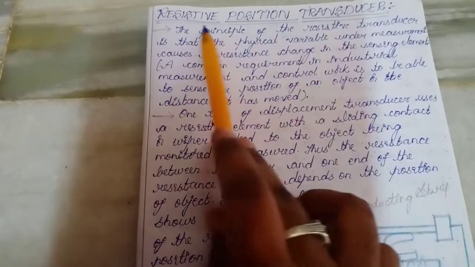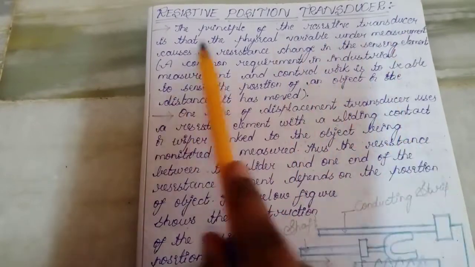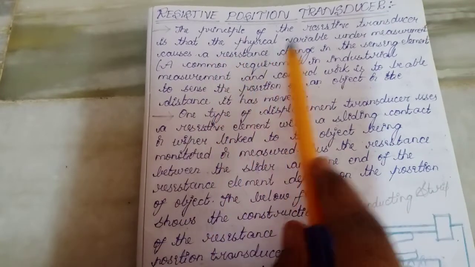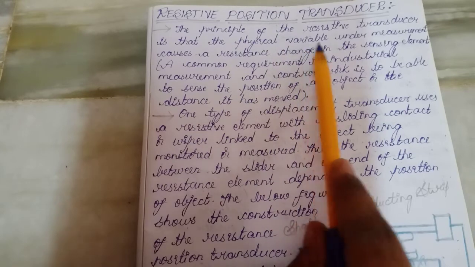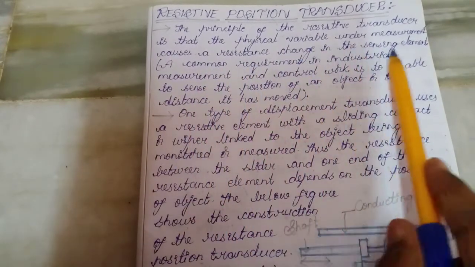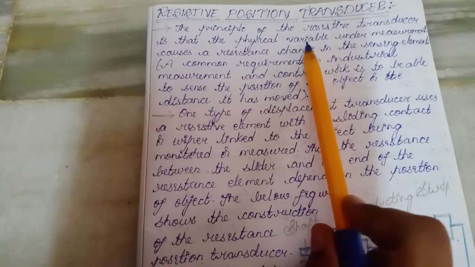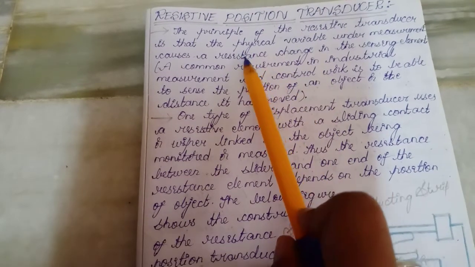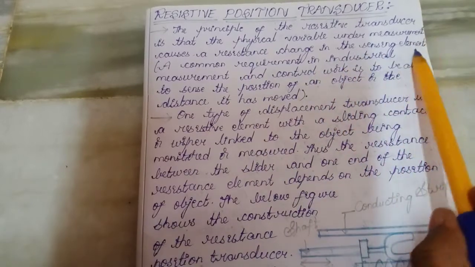So let's get started. The main principle of the resistive transducer is that the physical variable, whatever physical parameter you are going to measure, causes a resistance change in the sensing element. If you measure any physical parameter, it causes a change in the resistance of the sensing element used in that system.